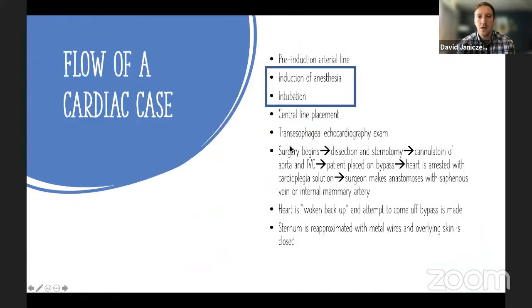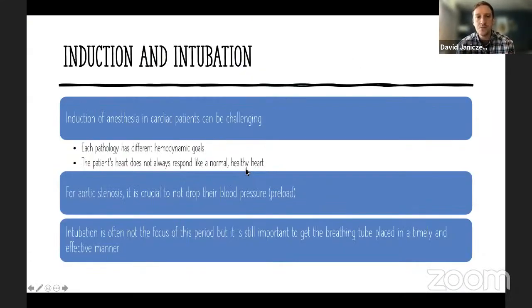All right, so let's move on. We've got the arterial line in. We're going to move on to induction and intubation. So induction of anesthesia in cardiac patients can be quite challenging. Each pathology has different hemodynamic goals. So aortic stenosis is different than mitral regurgitation, and so on and so forth.